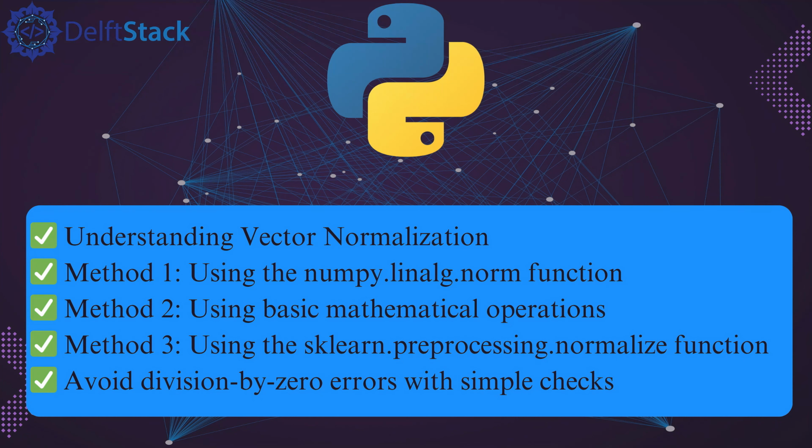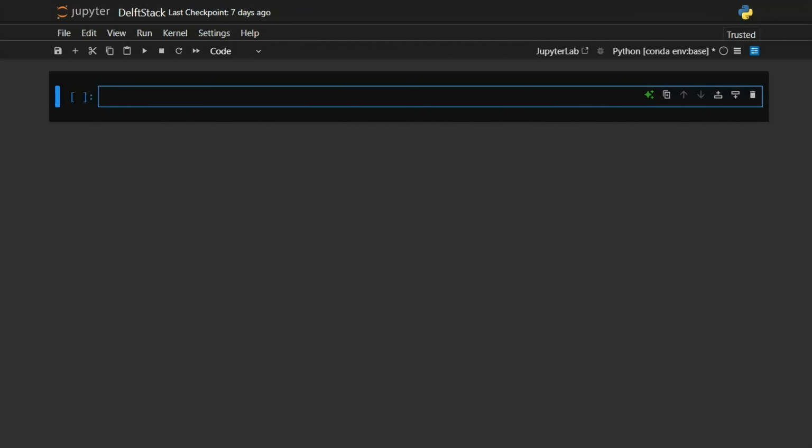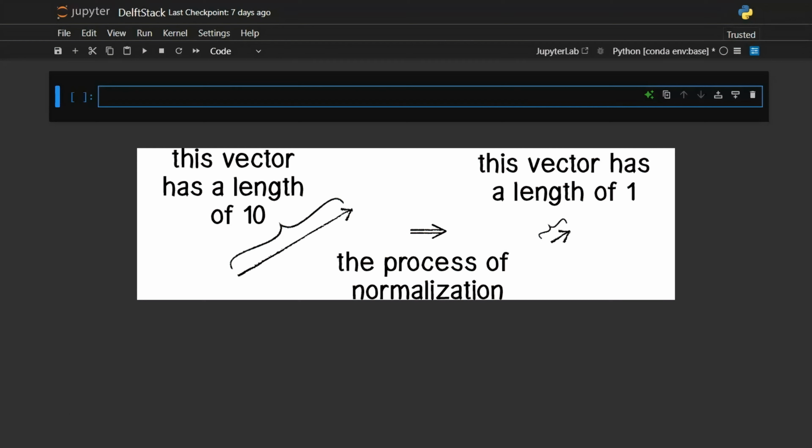Let's get started. Before diving into the code, let's understand what vector normalization means. In essence, it's about transforming a vector so that its length or magnitude becomes 1 while preserving its direction. This is crucial in many applications where the magnitude of the vector isn't important, but its direction is. For instance, in machine learning, normalization can prevent features with larger values from dominating the learning process.